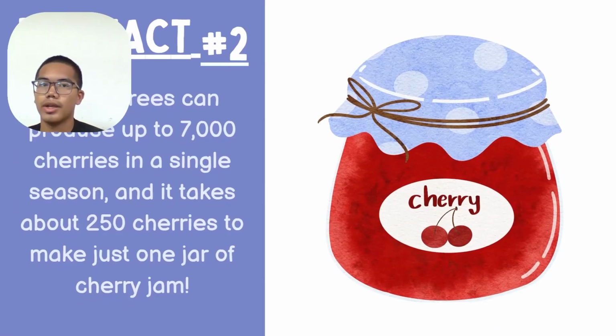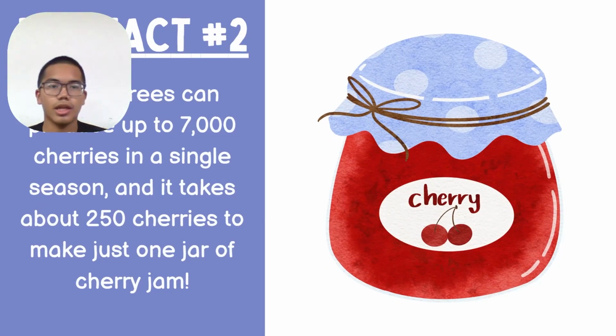The next one. Fun fact number two. Cherry trees can produce up to 7,000 cherries in a single season, and it takes about 250 cherries to make just one jar of cherry jam, which means a maximum of one cherry tree can produce up to 28 jars of cherry jam, which is very amazing, and you can gain a lot of profits just by planting cherry trees.